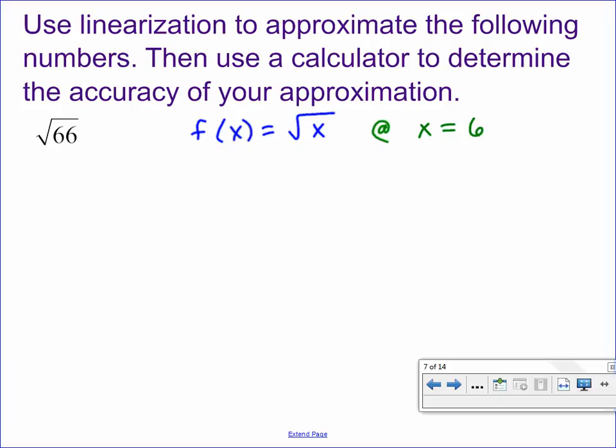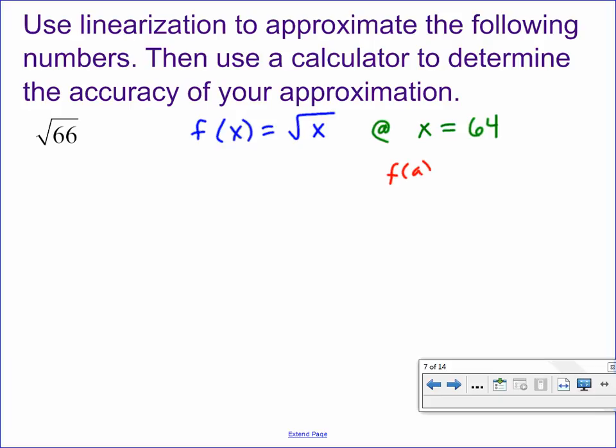64. If we generate our linearization surrounding x equals 64, then we have an exact value that would be convenient to do non-calculator and compare that with the calculator. All right, let's do it. So what do we need? We need the same three things, right? So x equals a, x equals 64.